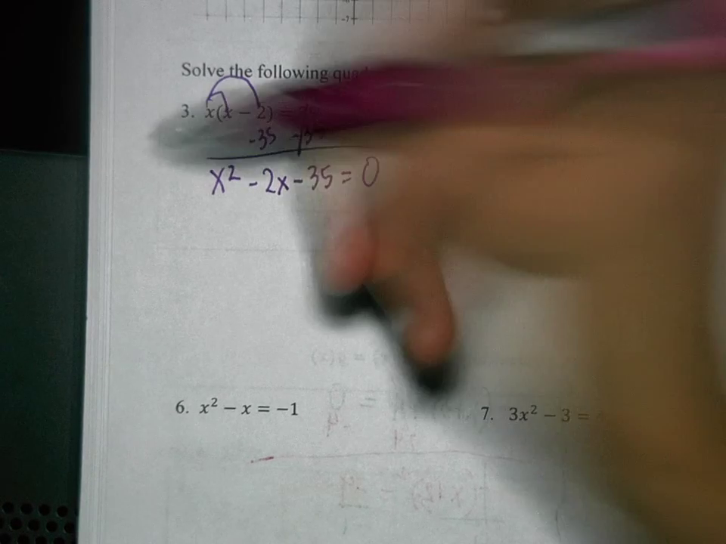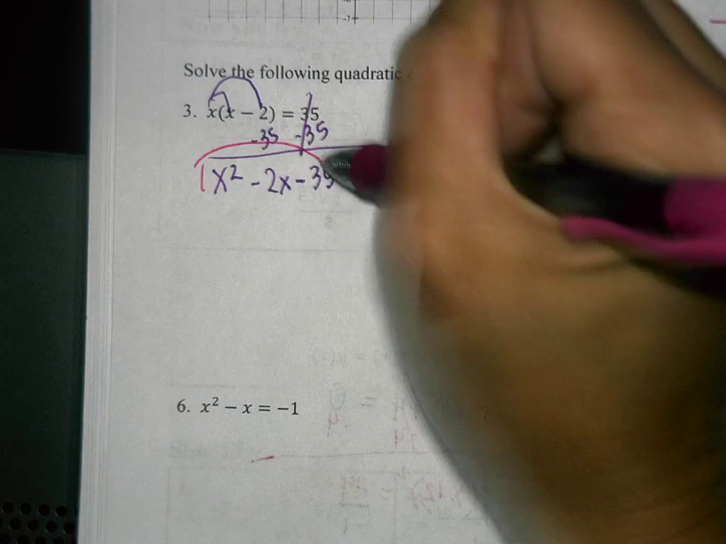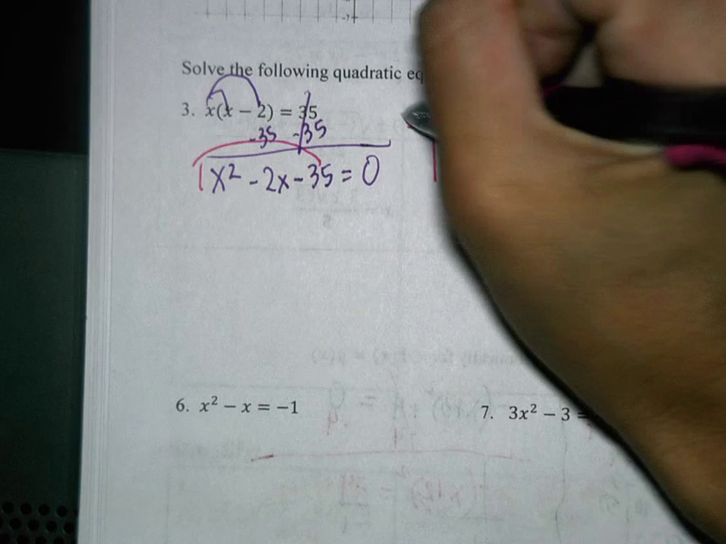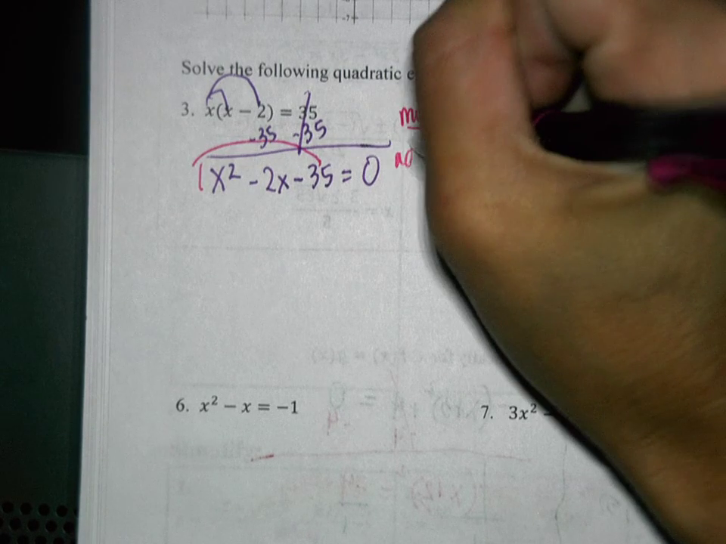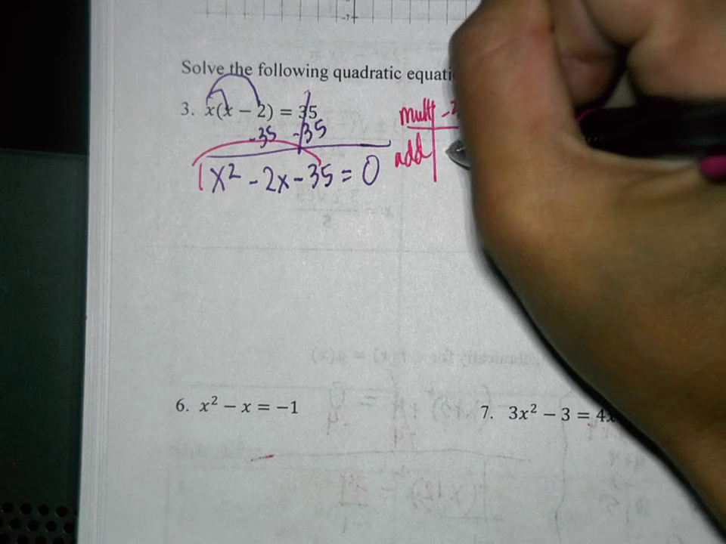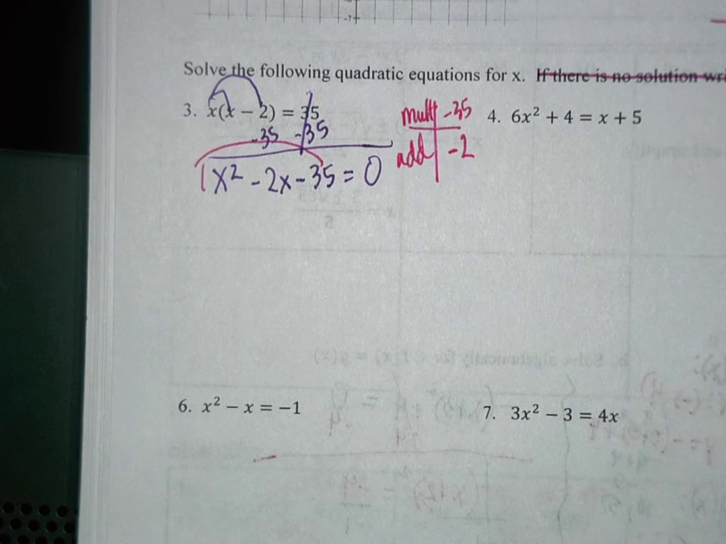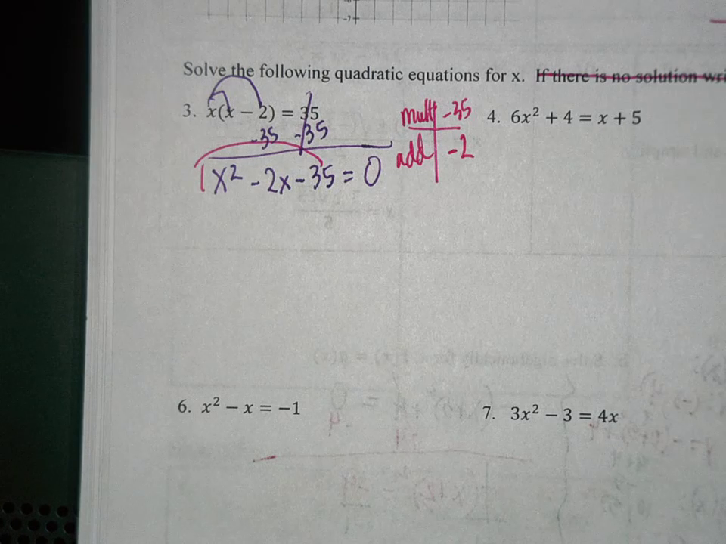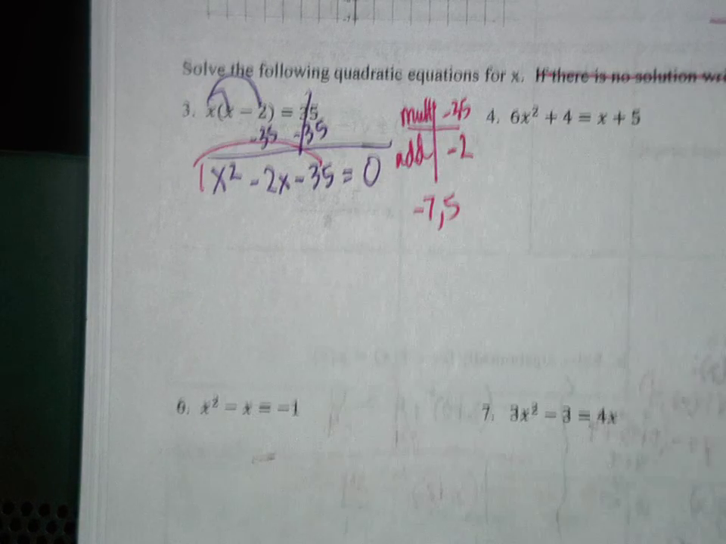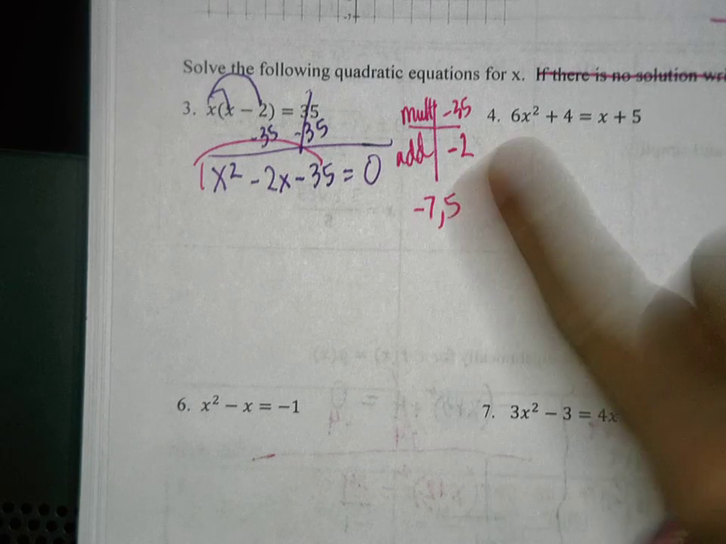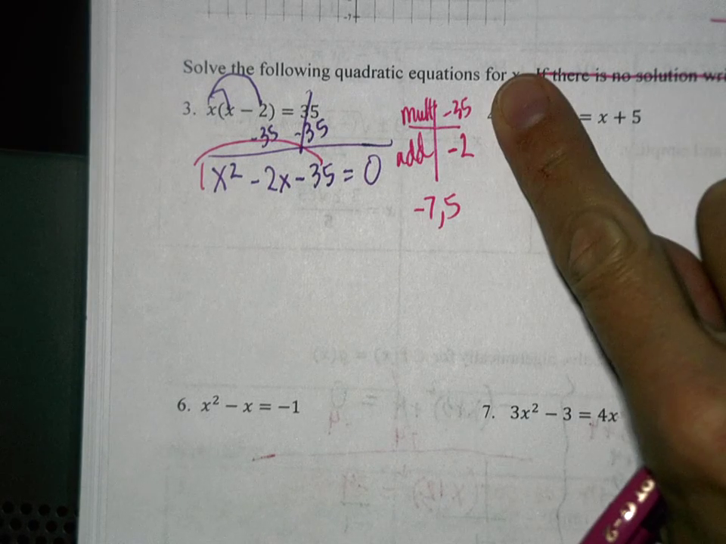So when we multiply over by 1, my multiplication number is what? -35. And my adding number is -2. Perfect. Okay, are there any numbers that multiply to be -35 and add to be -2? Good. -7 and 5 is correct. Always double check. Yes, those add to be -2, and yes, they multiply to be -35.